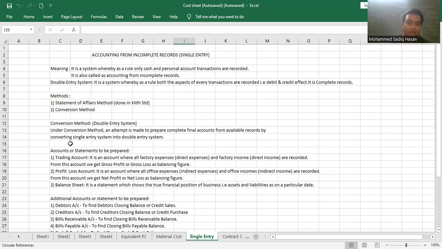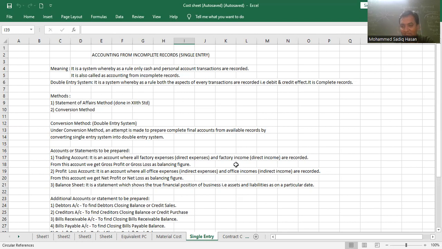As we already know, just a revision of what we have done till now in your junior college. It's an account where all the factory expenses, that is direct expenses, and factory income, that is direct incomes, are recorded. From this account, we get either gross profit or gross loss as a balancing figure, correct? It's really the same thing. When you start a business, we require a factory where we do all the manufacturing work. So whatever manufacturing related expenses are there are part of your trading account, correct?